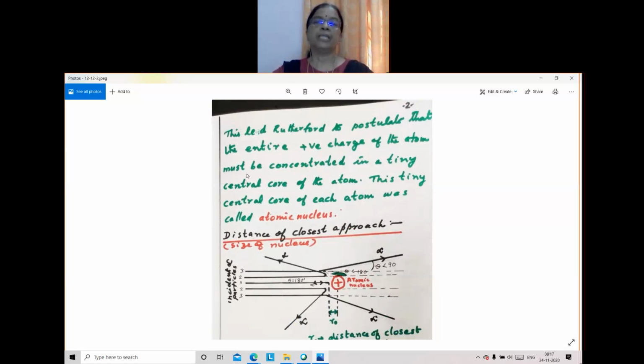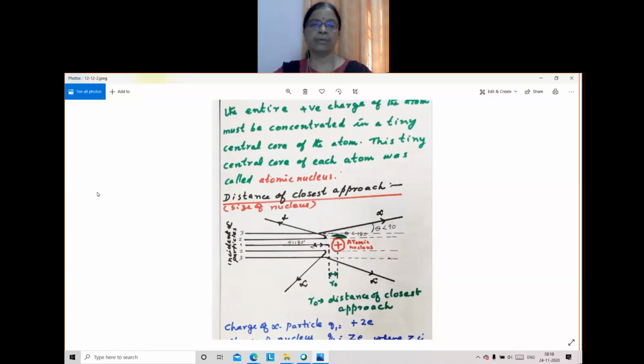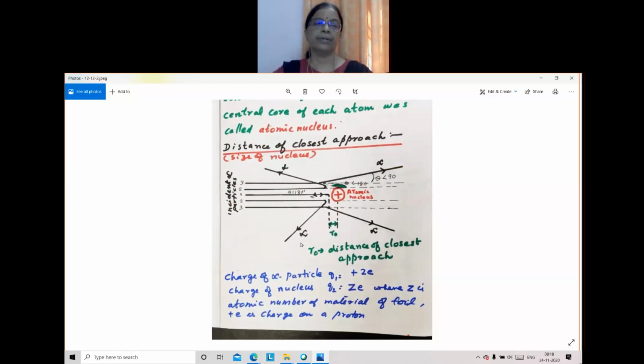The entire positive charge of the atom must be concentrated in a tiny central core of the atom. This tiny central core of each atom was called the atomic nucleus. All of you know this. Distance of closest approach is what we have to study next. That gives the size of the nucleus.